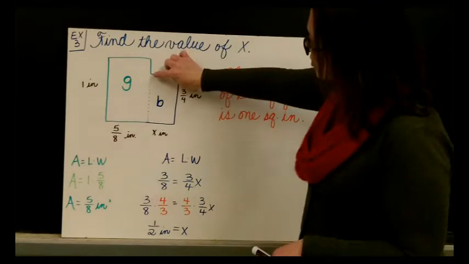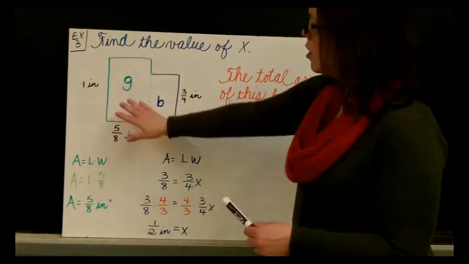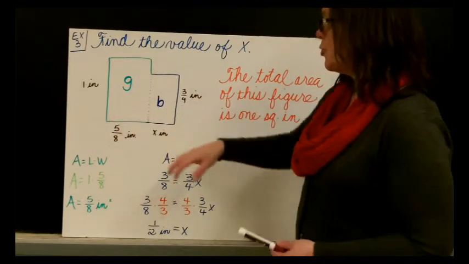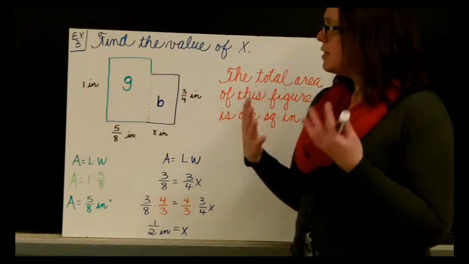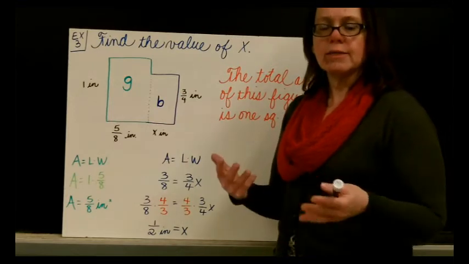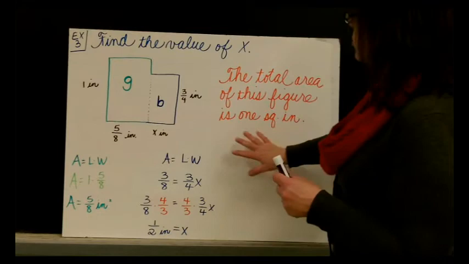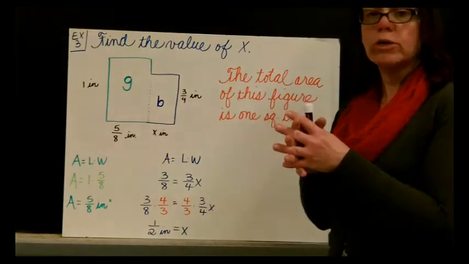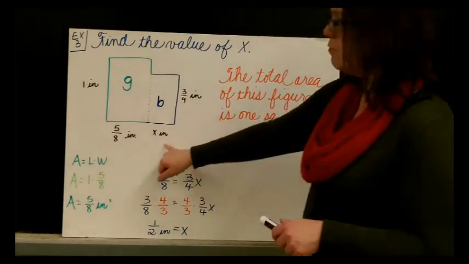So what I did was I drew a dotted line down the middle, and I divided this into two parts. We have the green, that's why I labeled it G, and the B for blue. Now what we're going to do is take each rectangle in isolation and then work with it together. So we are told that the total area of these two figures together is 1 square inch. And we are tasked with having to find the value of x.